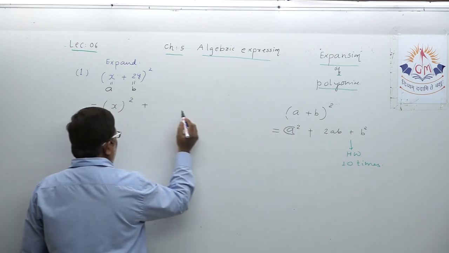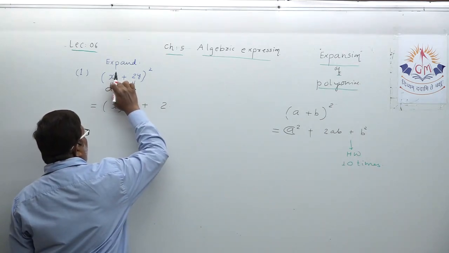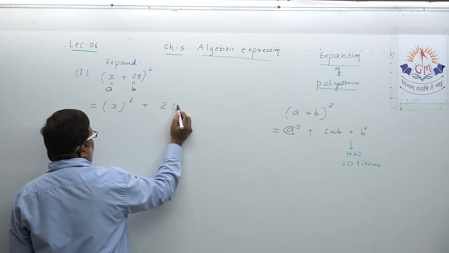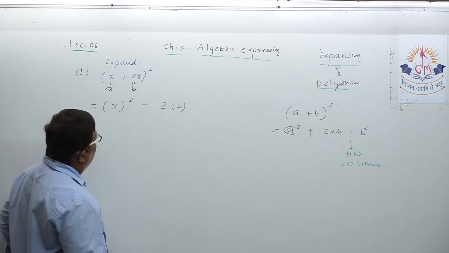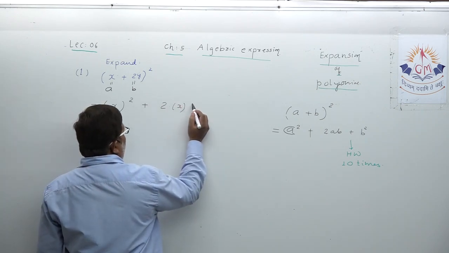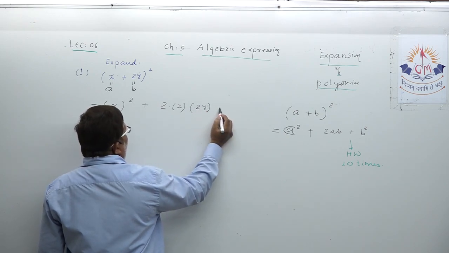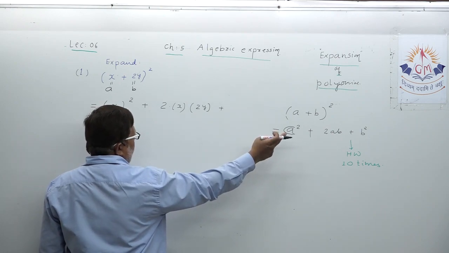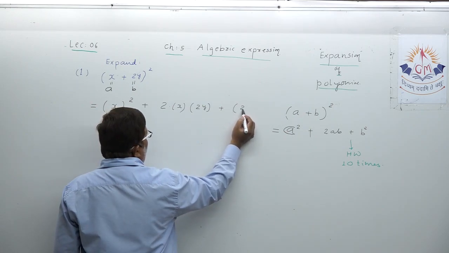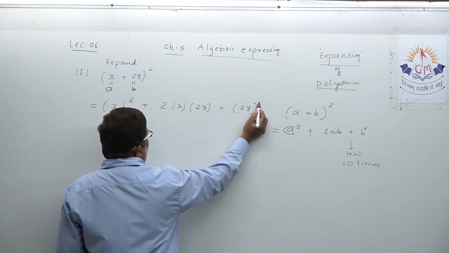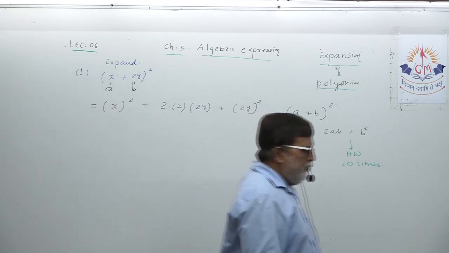2ab, as it is, because it is a part of the formula. A, what will you write in place of A? X. Okay. What will you write in place of B? That is 2y. Plus, at last, verify, B square. In place of B you will write 2y whole square as it is. First you understand this step, dear student, very important.